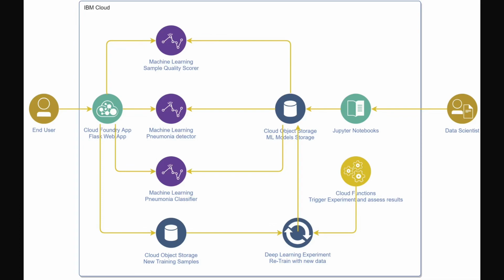Cloud Foundry apps, this is where the web application is hosted. Deep learning experiments, to run scheduled retraining of the models with newer data. Cloud Functions, to trigger model retraining and assess their performance. A new model is only deployed if it performs better than the existing one.